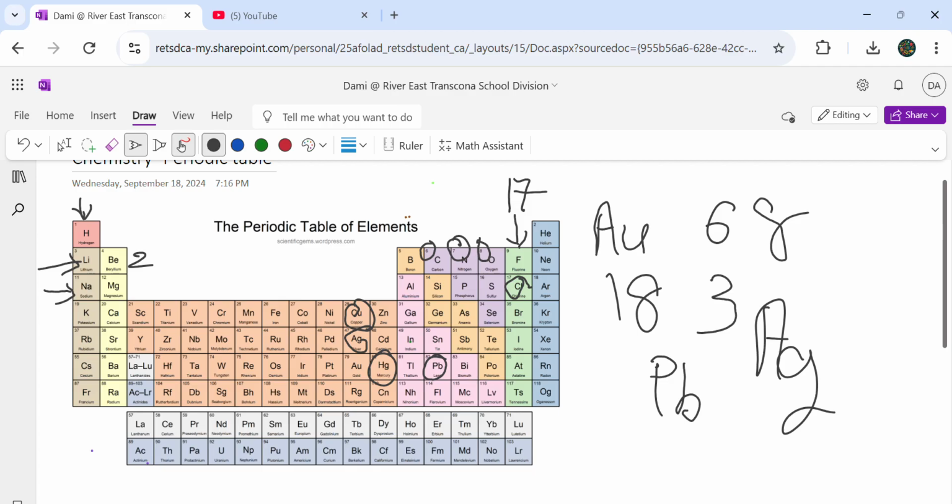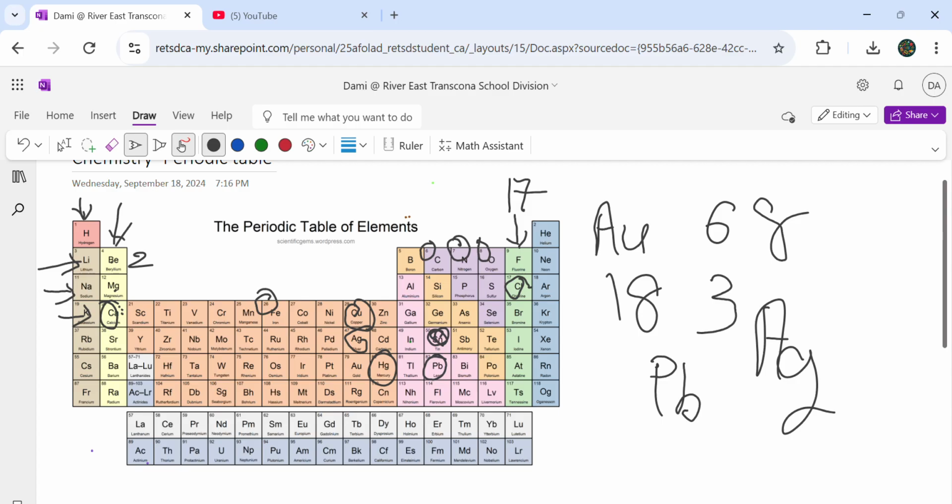What element is in group 2 and in period 4? 1, 2, 3, 4. Calcium. What is the atomic number of iron? Right here, 26. Which period of the periodic table contains the elements potassium and calcium? 4. What is the symbol of tin on the periodic table? I just need to find that somewhere here. Right there, Sn.